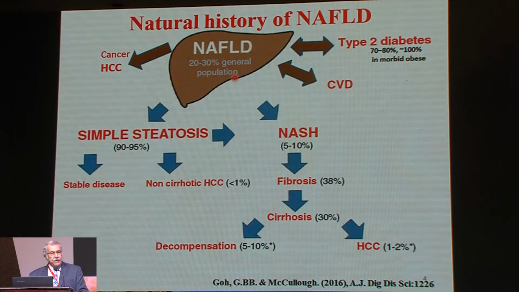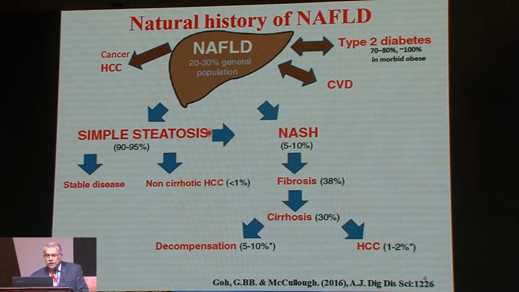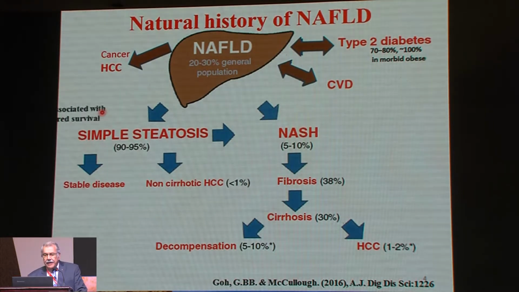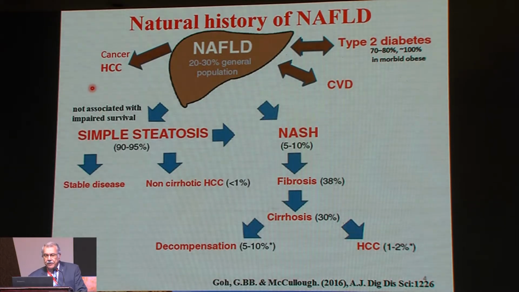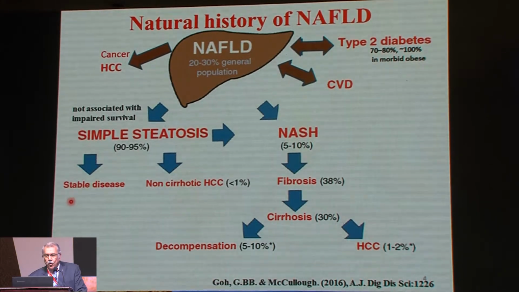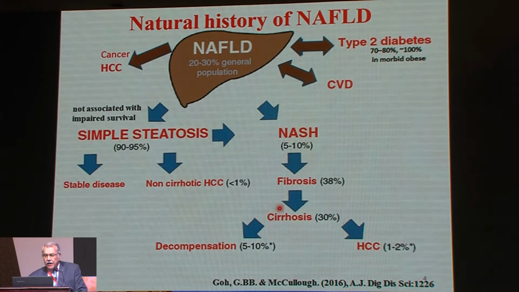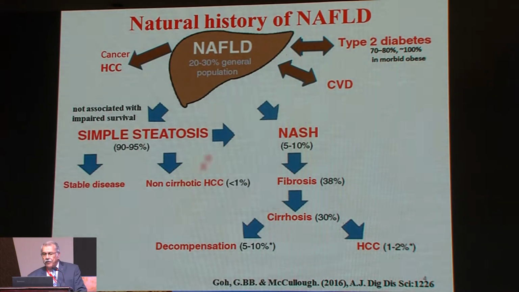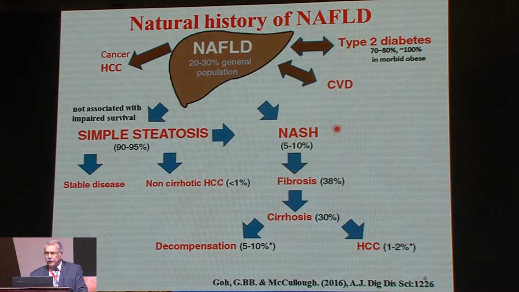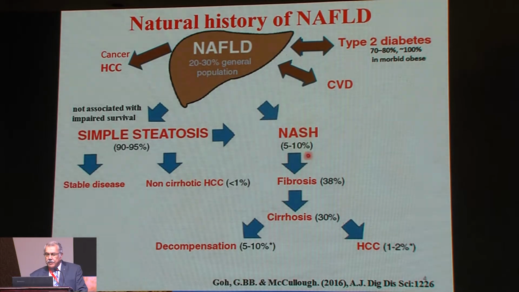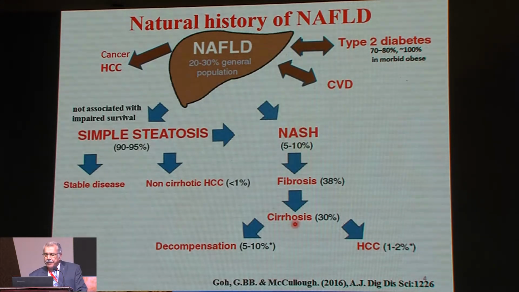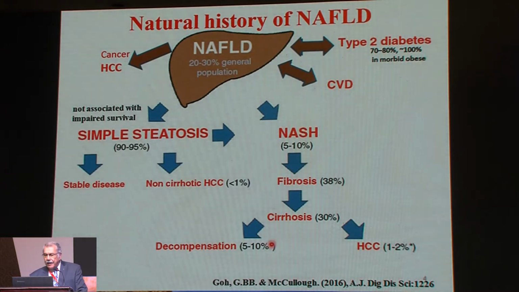The natural history of our disease, NAFLD, fortunately, is simple steatosis, which is 90 to 95%. In this condition, it's not associated with impaired survival. Most of the cases will go as a stable disease. Very, very rare non-cirrhotic HCC can occur. However, on the other side, 5 to 10% will go to non-alcoholic steatohepatitis, NASH. 40% of those NASH will be fibrotic. A third of them will be cirrhotic. 10% of these cirrhotic will be decompensated, and the HCC will be 1 to 2%.